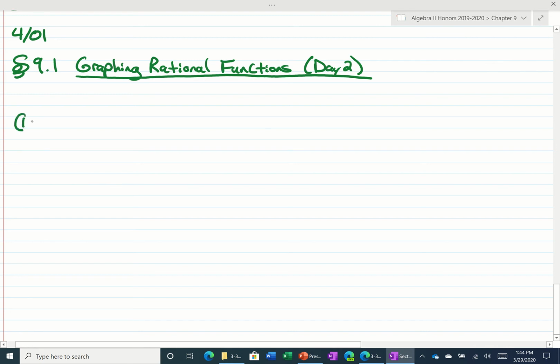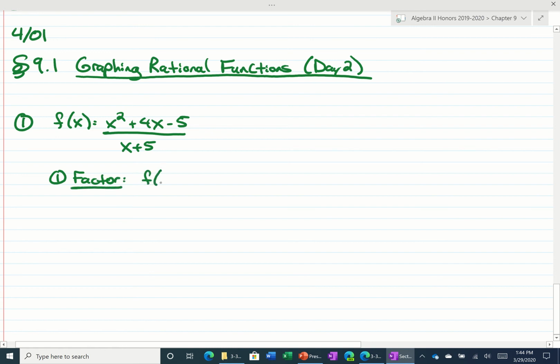So the first problem I wanted to go over with you looked like this. f of x is equal to x squared plus 4x minus 5 over x plus 5. And going through our steps, first step is we always factor. Well, this problem's a little bit different than yesterday because this does factor. If we factor it, it turns into x plus 5 times x minus 1 divided by x plus 5. These actually cancel out. So all that we're left with is the function f of x is equal to x minus 1.